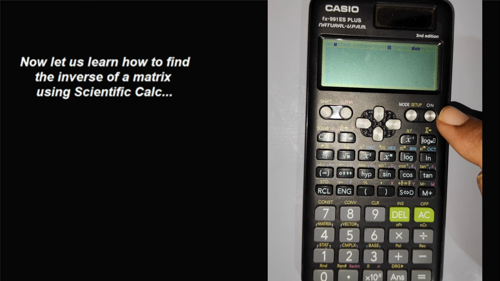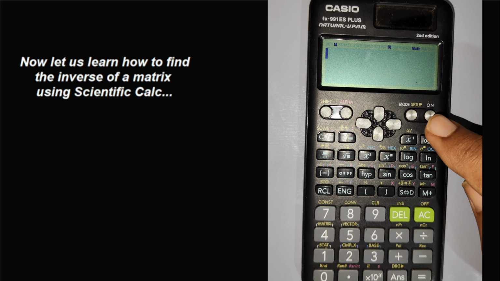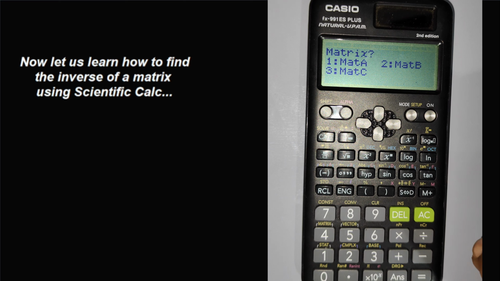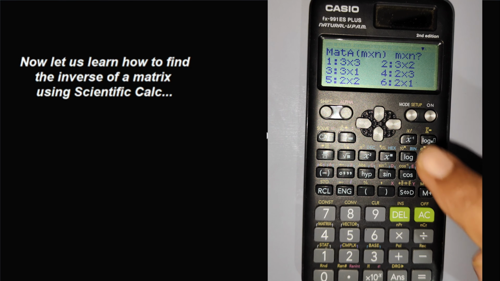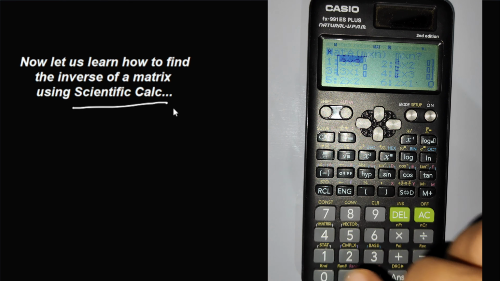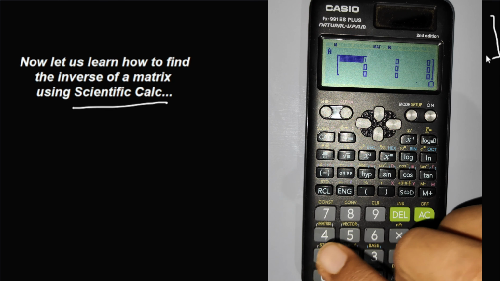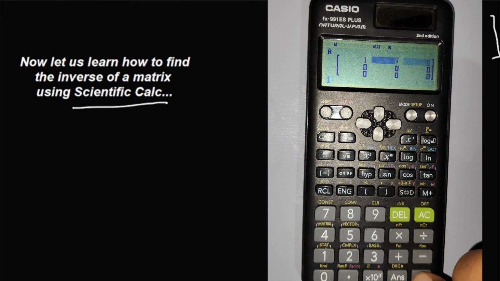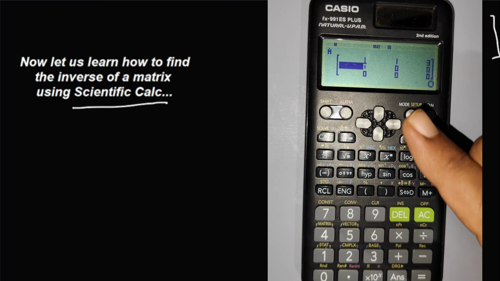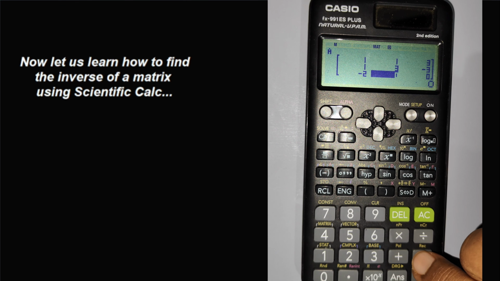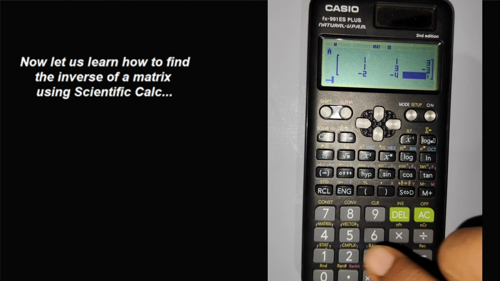If calci is allowed into your examination hall, you can find the inverse of the given matrix using calci itself. So press mode, matrix is in 6, press 6, matrix A, select matrix A, matrix order is 3 by 3, it is in 1. Now it is a 3 by 3 matrix. Enter the matrix values, pressing equal to after each, so that the value will be stored in that particular cell. So 1, 3, minus 3, minus 2, minus 4, minus 4.